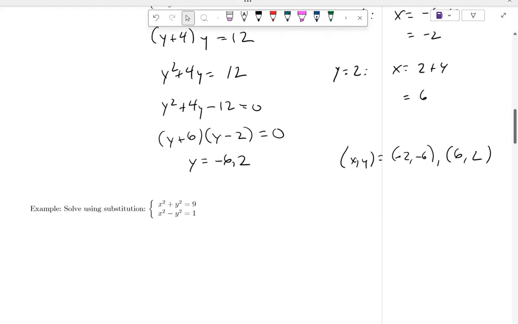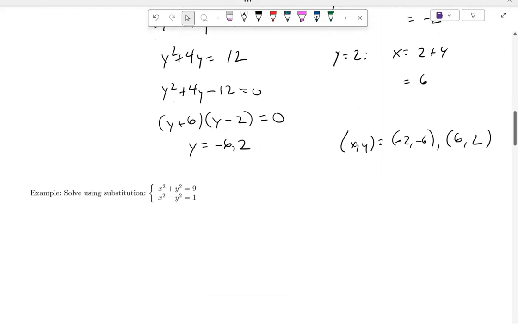The next one says solve using substitution. So again, same premise here. Solve for one variable in terms of the other, and then substitute back in again, right? Well, which variable? And notice you don't actually have to solve all the way down for x or y. If you're able to get an x squared equals something or a y squared equals something, you can substitute in. Which equation and which variable do you want to solve for?